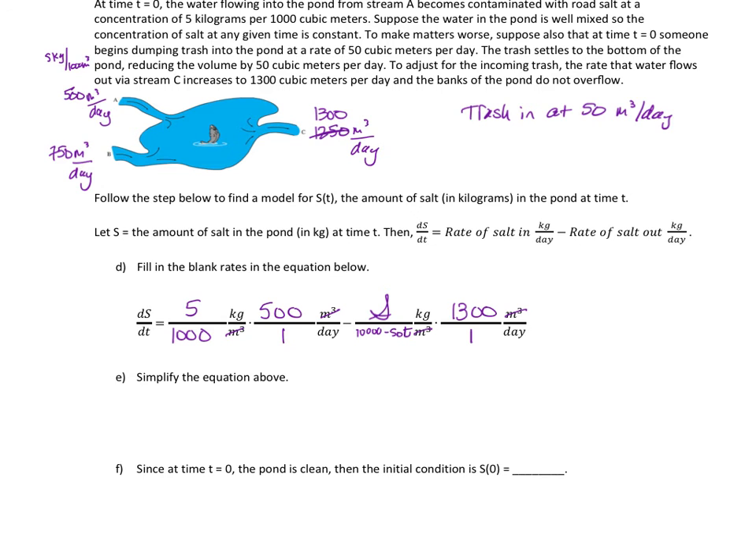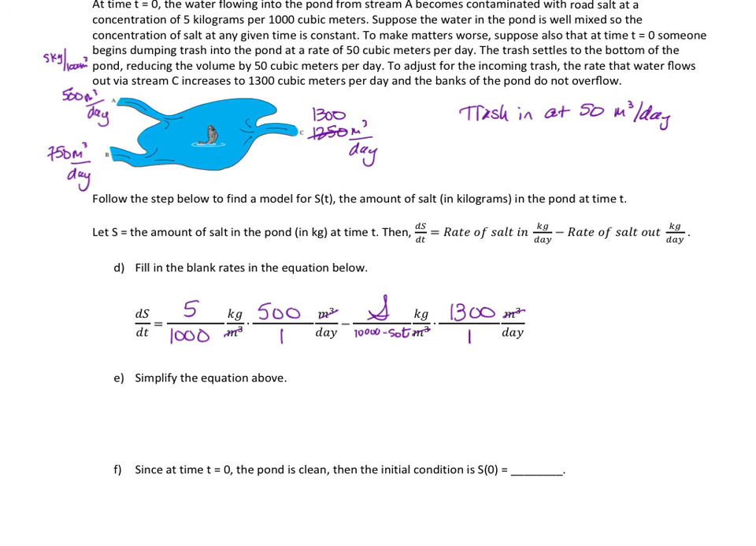Okay, so to simplify, 500 over 1,000 is a half, so I have 2.5. dS/dt equals 2.5. And I'm not going to write the units just to make it look a little cleaner. Minus 26S over 200 minus t. I just simplified the fraction. If you write it out, you'll see you'll get there.